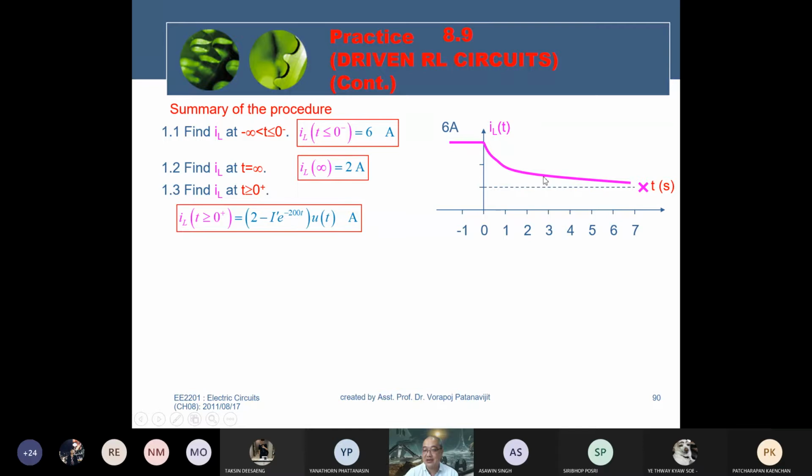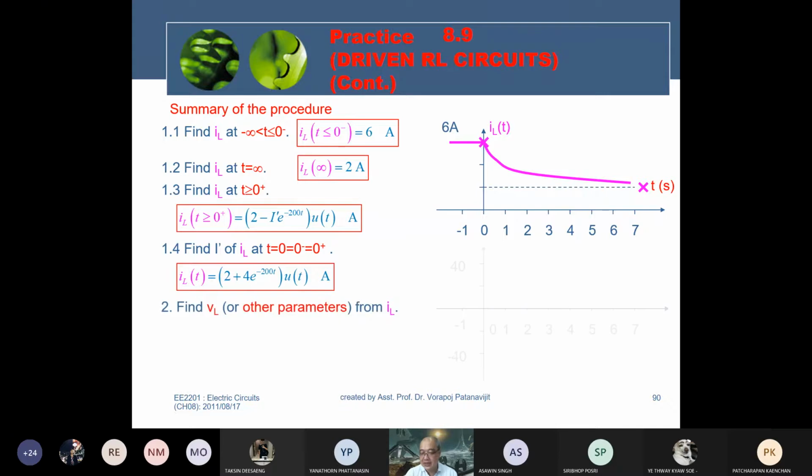For time greater than 0, you get that in the equation, and for time less than 0, it equals 6 amp. Both of them are equal when time equals 0 at this point. And you can get the constant value. The constant in this case equals minus 4. You substitute them, and you get the general form of the inductor current: it equals 2 plus 4 e power minus 200t.